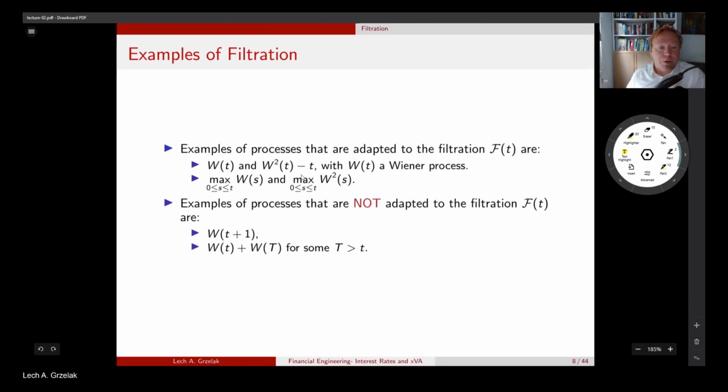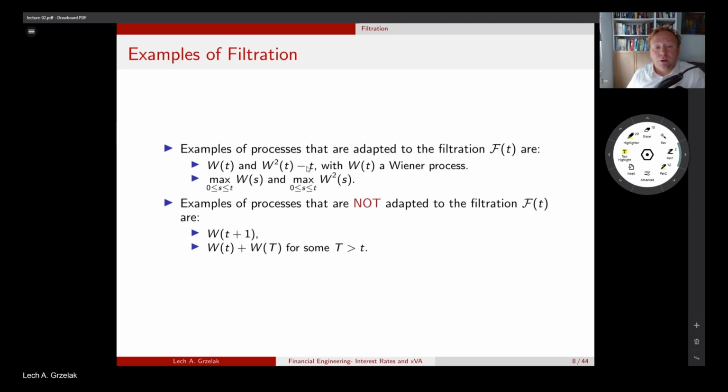And some few examples. The first two examples are of adapted processes. W_t is a Brownian motion, and we have a Brownian motion here at time t. Then we have a Brownian motion squared minus t, and those are, for example, adapted. Of course, Brownian motion at time t does not look into the future. It only relies on the history of the process. If you simulate it, it is independent increments that you put together, and you don't rely on future realizations. Those will be randomly generated from your model.